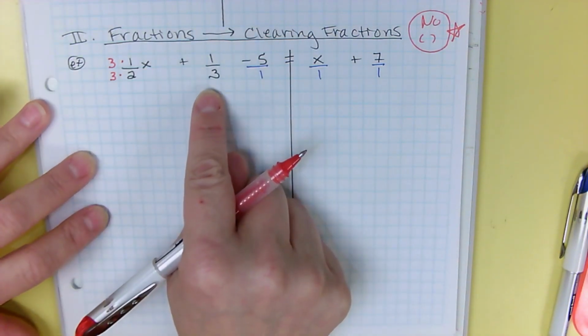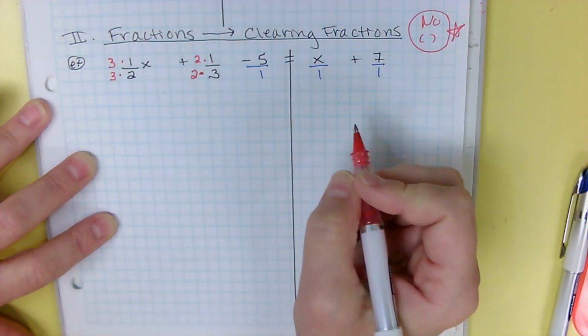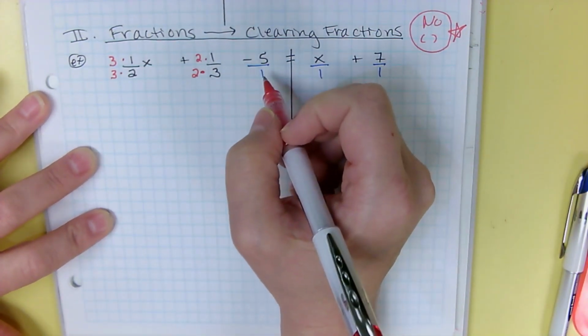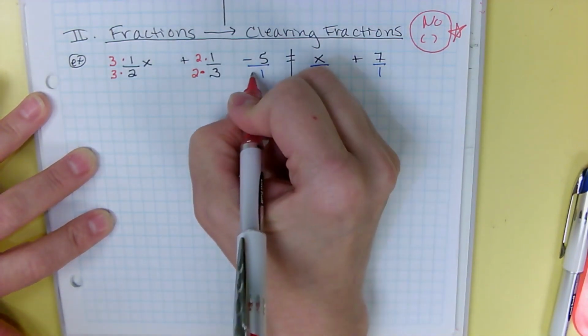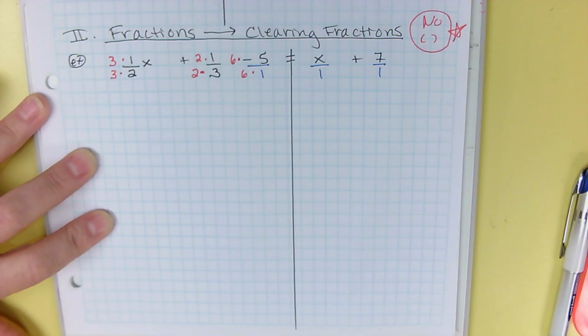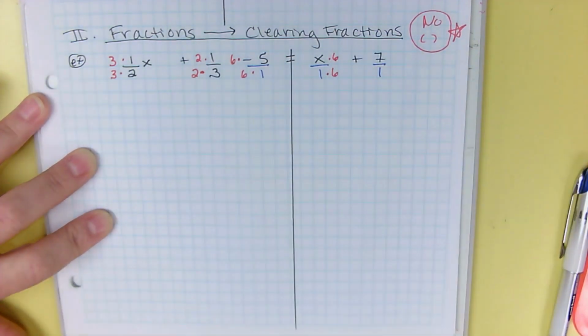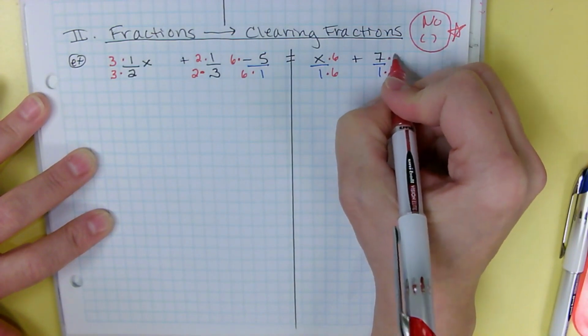Okay, over here, I need this 3 to be a 6, so I'm going to multiply by 2 over 2. Now for the -5, it only has a 1 under there. I need a 6, so I'm going to multiply by 6 over 6. Same thing with the x term. There's nothing down there, so I'm going to multiply by 6 over 6 to get a 6 down there. And same thing with the 7. I'm going to multiply by 6 over 6.